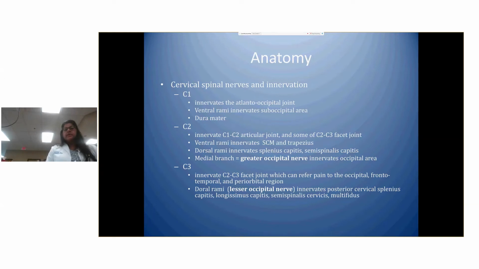And then C3 gives off a branch which forms the lesser occipital nerve, which helps innervate the cervical splenius capitis, longissimus capitis, semispinalis cervicis, and the multifidi. C3 also innervates the C2, C3 facet joint, and that facet joint, as well as the C1, C2 joint, can refer pain to the occiput, as well as the frontotemporal and periorbital regions.